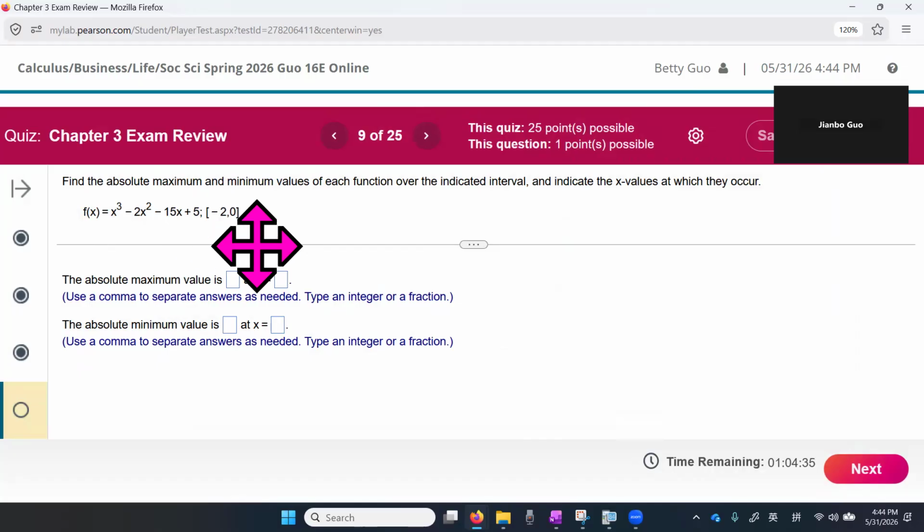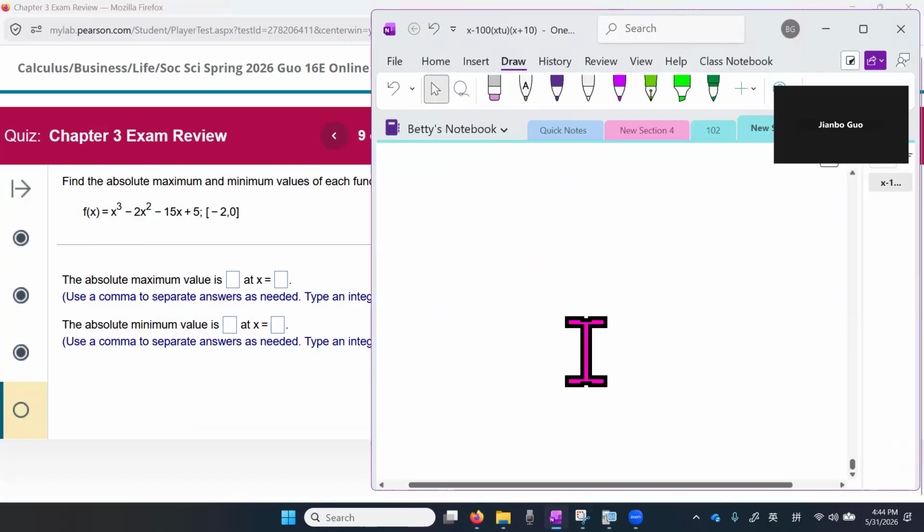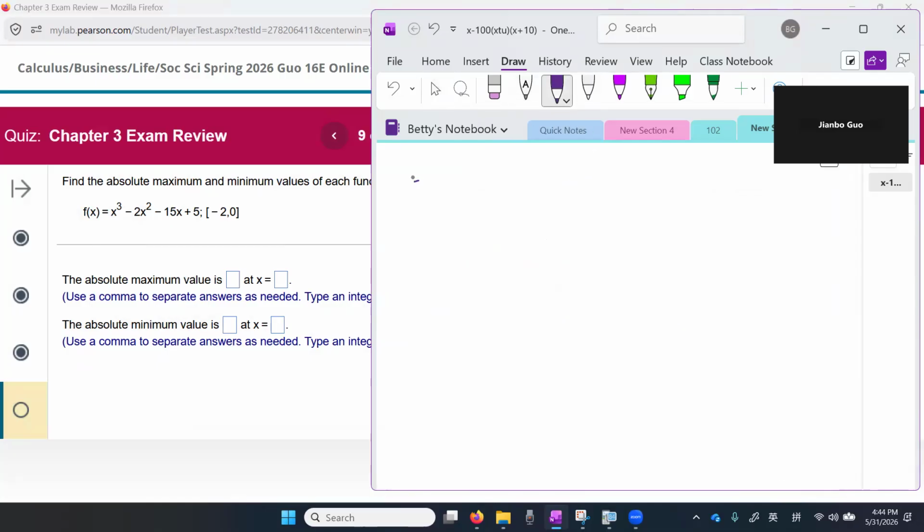Find the absolute maximum and the minimum. Okay, let's see, over this closed interval. Function f is x cubed minus 2x squared minus 15x plus 5. The interval is negative 2 to 0.